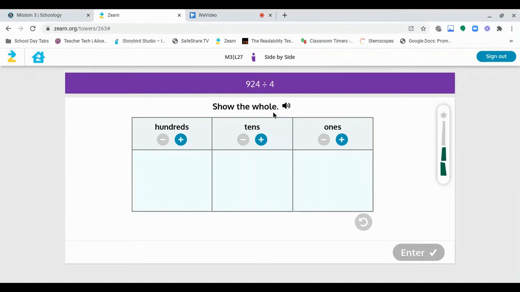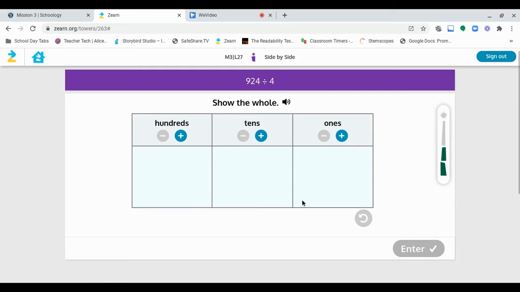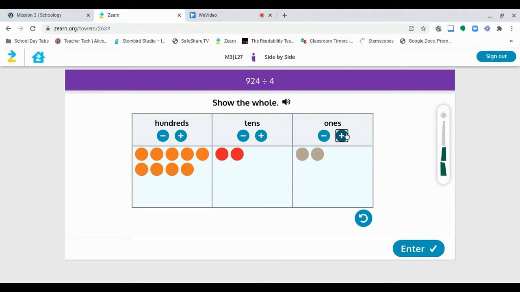So we have 924 divided by 4. And so it wants us to use the place value chart. So we're using the place value chart here. And it wants us to show the whole. So we're going to show the whole is 924, right? So how many hundreds are in 924? There's 9. 1, 2, 3, 4, 5, 6, 7, 8, 9. How many tens are in 924? There's 2 tens. And how many ones are in 924? Well, there's 4 ones.